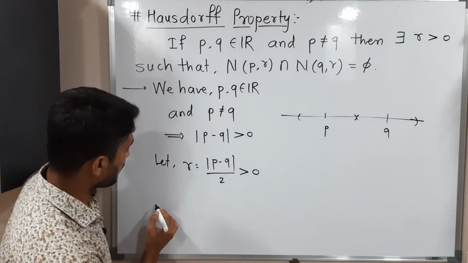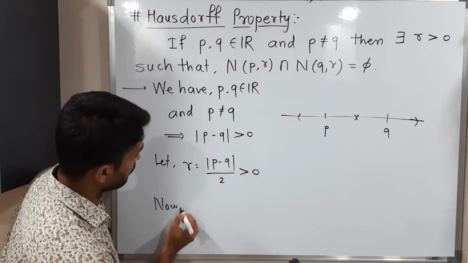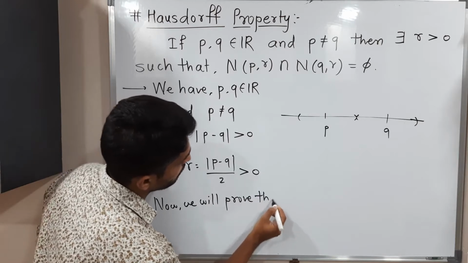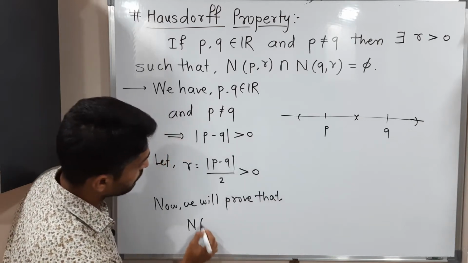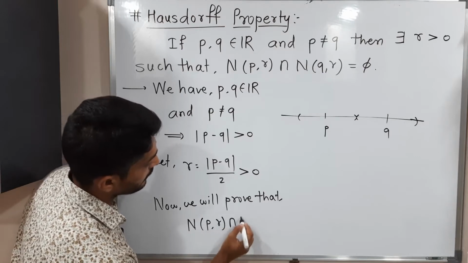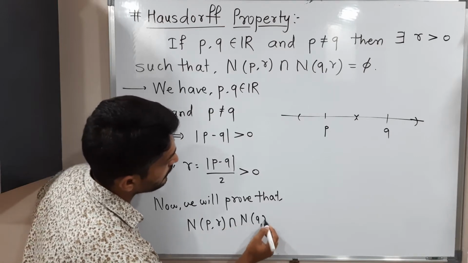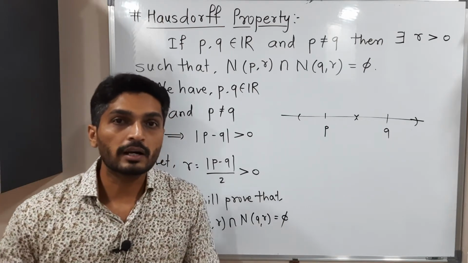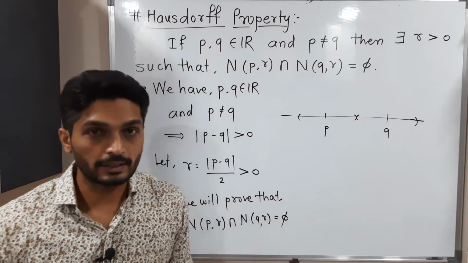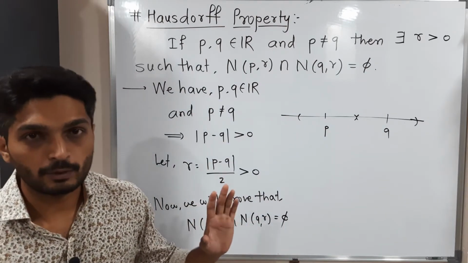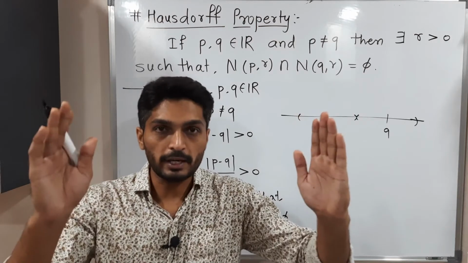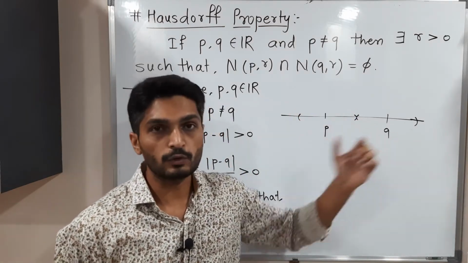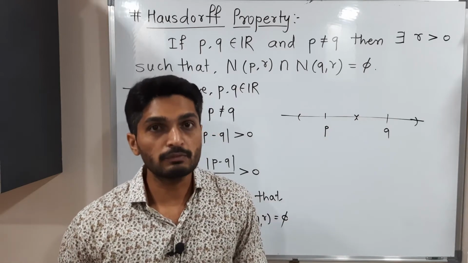So now I will prove that neighborhood of p with radius r intersection neighborhood of q with radius r is equal to phi. We are going to prove that these neighborhoods are disjoint, nothing is common there. This intersection is phi, this thing we are going to prove. Obviously, if we have p and q, and you take half the distance between p and q and draw neighborhoods of p and q, obviously those will be disjoint. But see, we have to prove it.